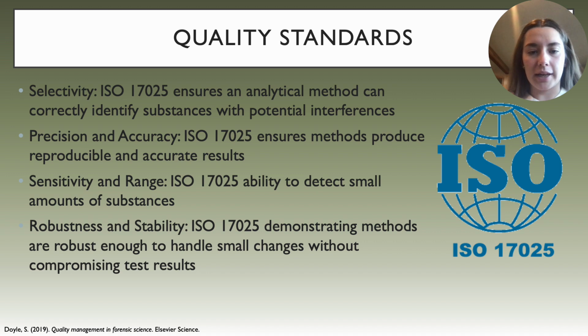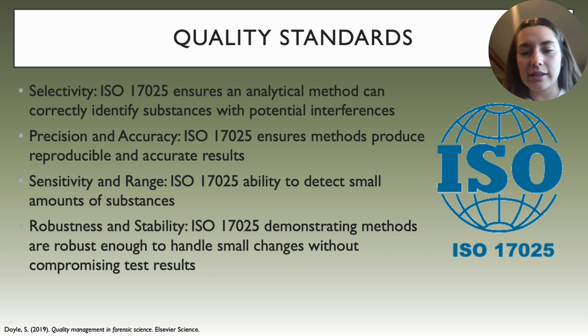So how this applies to quality standards, all of these are going to refer to the ISO 17025 standard that I talked about earlier. Selectivity refers to that by ensuring an analytical method can correctly identify substances with the potential contaminants or other substances present. And this relates to that standard because it ensures that the results are accurate and reliable.